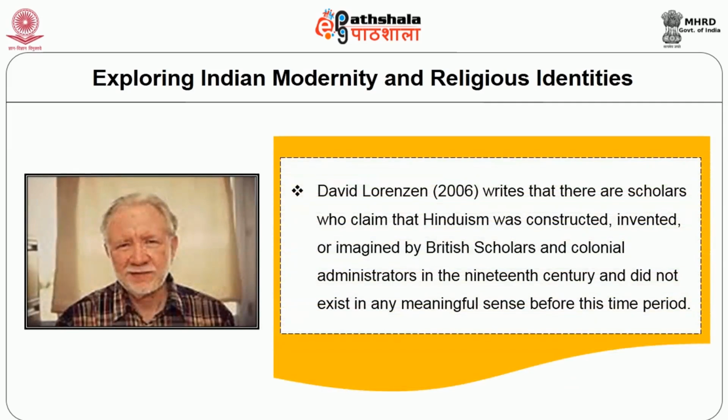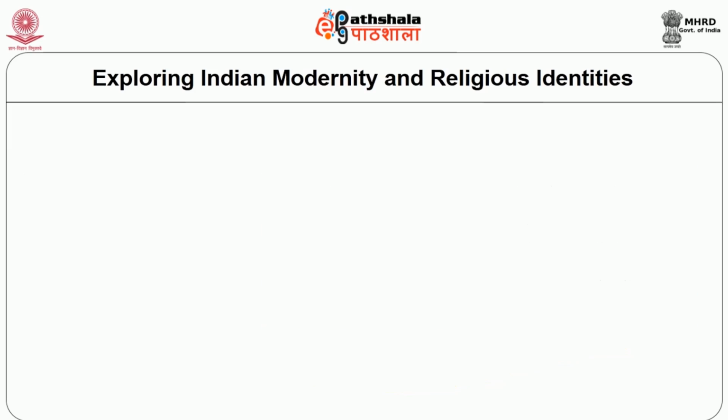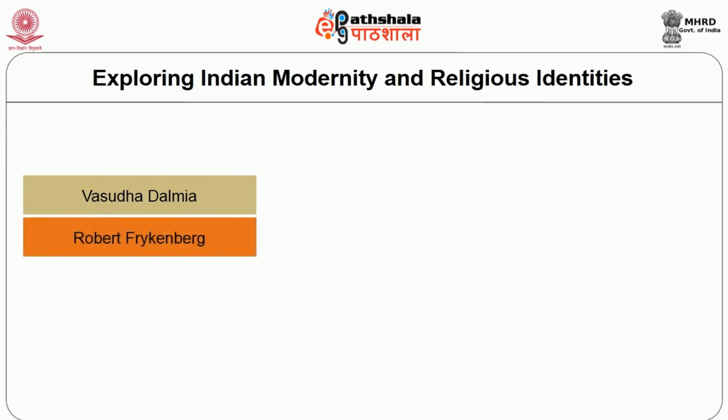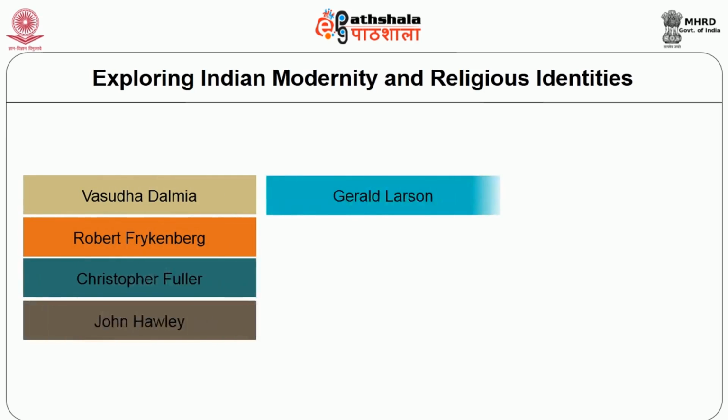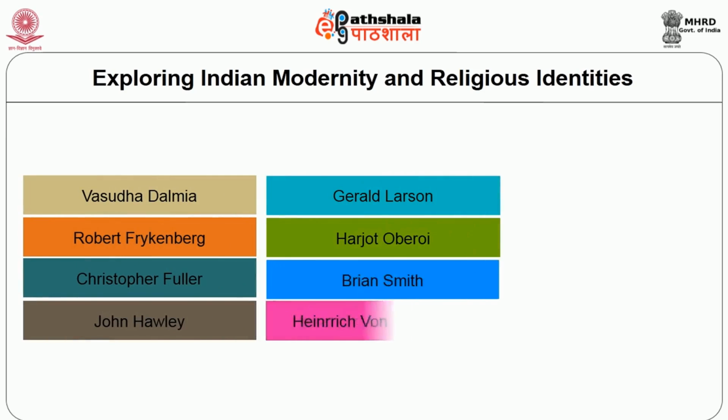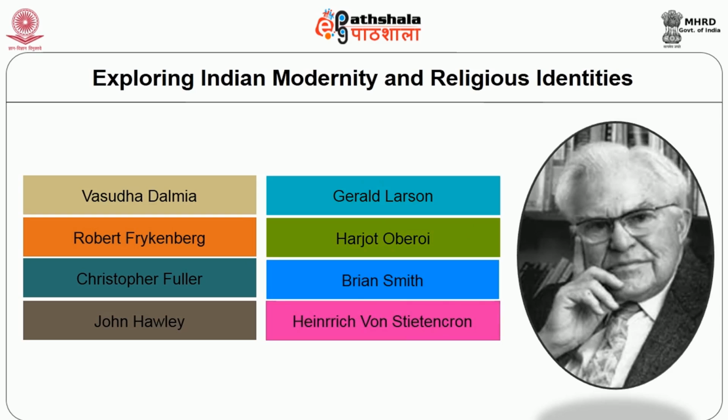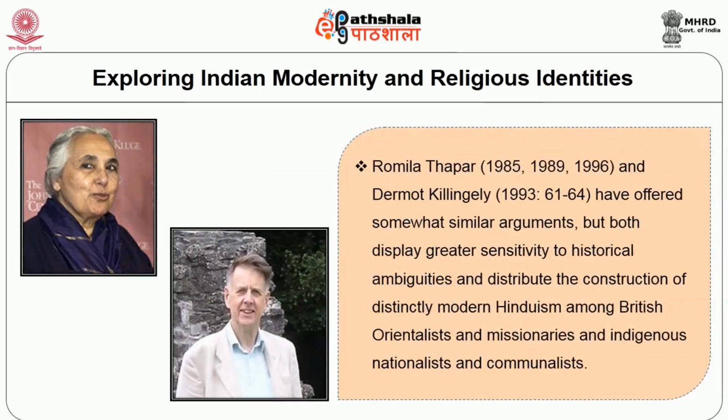Lorenzen writes that there are scholars who claim that Hinduism was constructed, invented or imagined by British scholars and colonial administrators in the 19th century and did not exist in any meaningful sense before this time period. Those who make this constructionist argument are Vasudha Dalmia, Robert Frykenberg, Christopher Fuller, John Hawley, Gerald Larson, Harjot Oberoi, Brian Smith and Heinrich von Stietencron. W.C. Smith is considered to be an important precursor to these scholars.